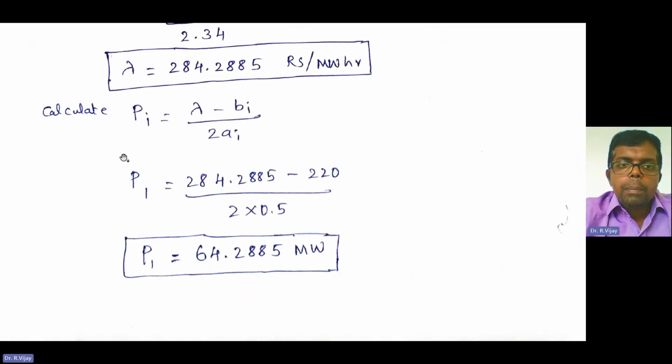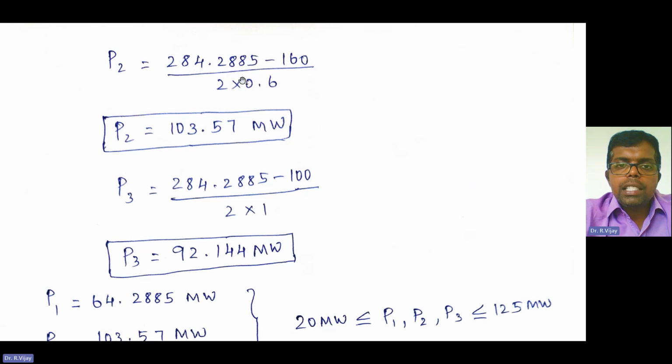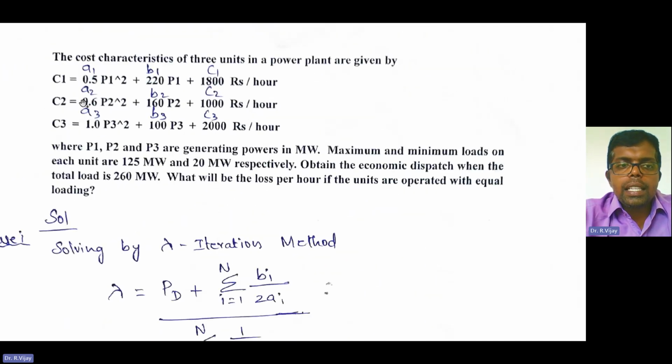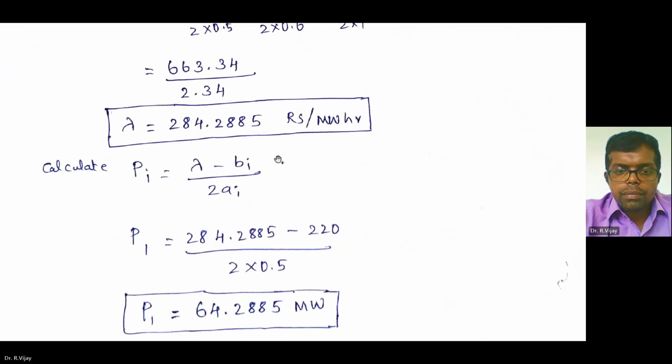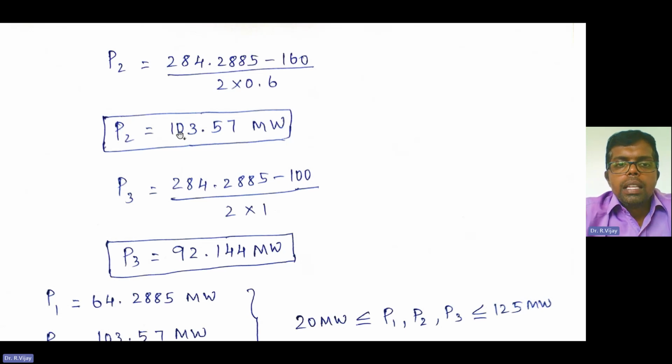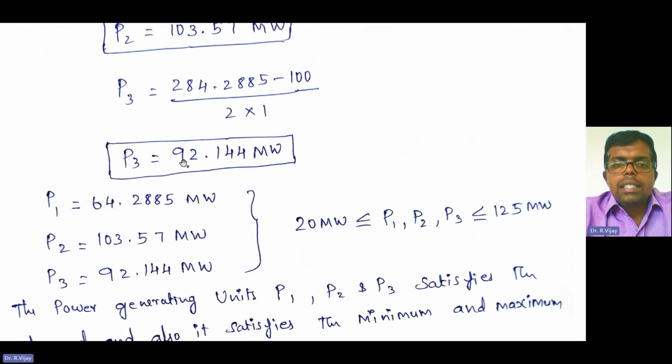Similarly, P2, the same formula: lambda minus B2 divided by 2A2. From the problem, B2 is given as 160 and A2 is 0.6. Simply substituting B2 and A2, we get P2 as 103.57 megawatt. Similarly, P3 is lambda minus B3 divided by 2A3. B3 is given from the problem as 100 and A3 is given as 1. While simplifying, we get the answer as 92.144 megawatt.